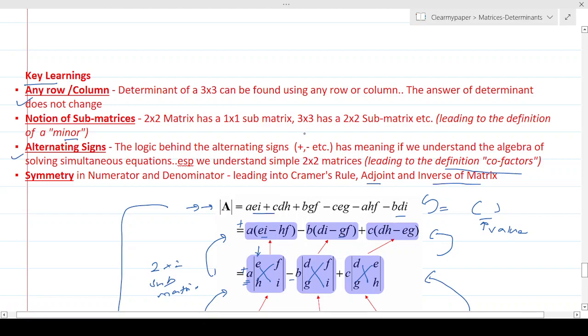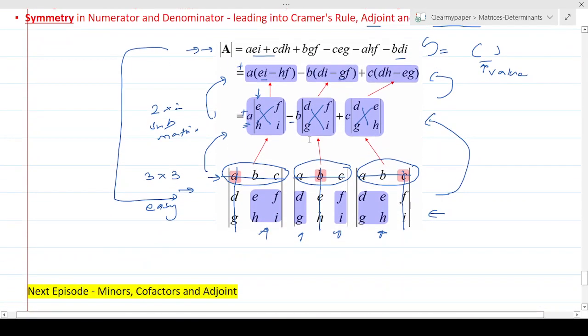So that's a wrap up on how we understand this and how that paves the way for the next video where we'll be talking about terms and terminologies. Hopefully this video was useful and you could get some sense of how things are getting connected. I'll see you in the next video on minors, cofactors and adjoint.